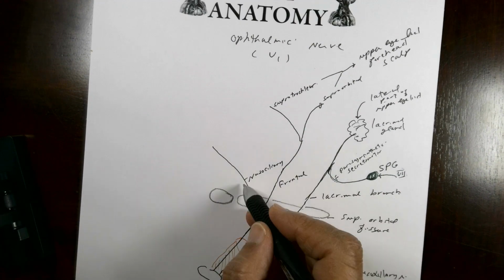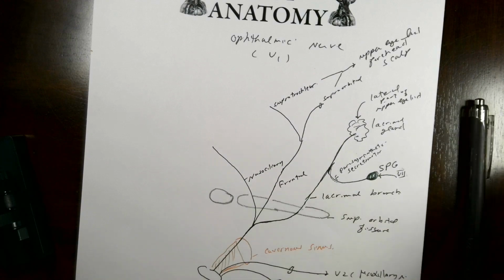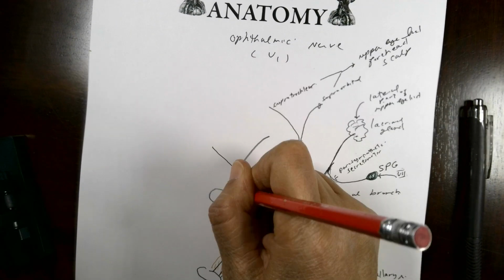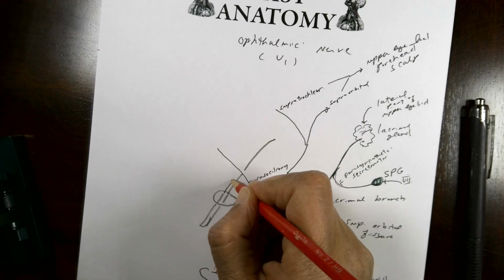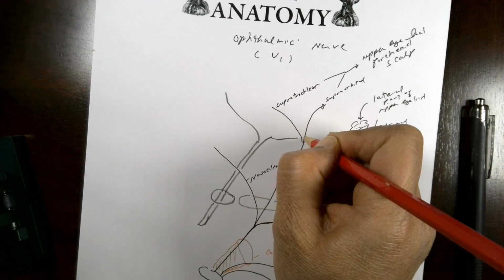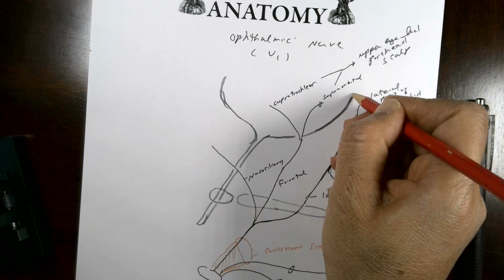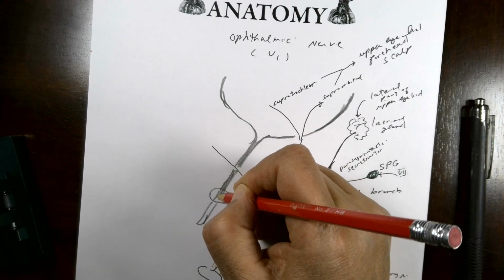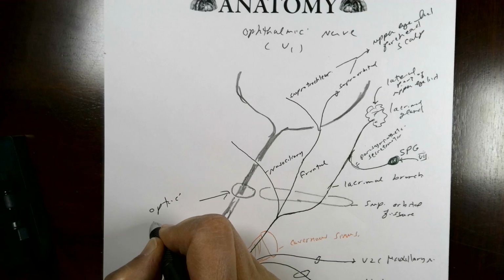How about the medial branch, which is called the nasociliary? The medial branch is the nasociliary, which crosses over the optic nerve. This is the optic nerve, which travels through the optic canal. And as you know, the optic nerve comes from the retina, the inner coat of the eyeball. So this is the eyeball, and here is the optic nerve. So this is the optic canal, optic nerve.